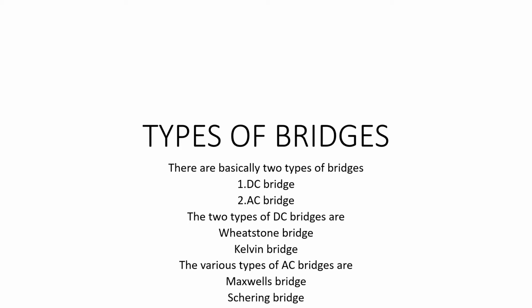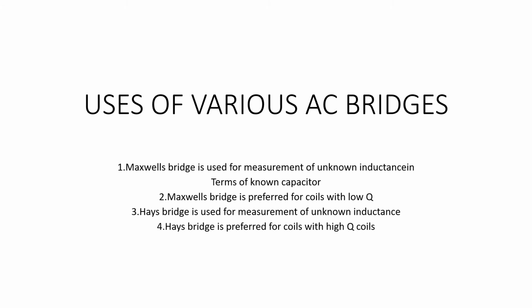The AC bridges are the Maxwell's bridge, the Hayes bridge, the Shearing bridge, etc. Here, if you see the applications of the various AC bridges, Maxwell's bridge is used for measurement of unknown inductance in terms of known capacitance value. It's an AC bridge. Maxwell's bridge is preferred for inductors with low Q factor.